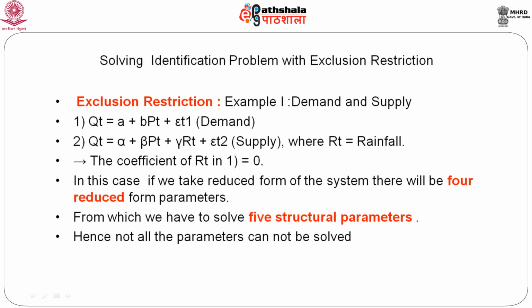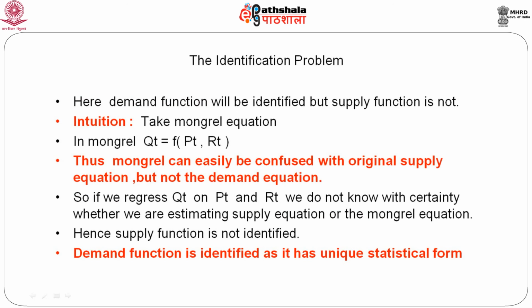But what is the number of parameters you have to determine? You have to determine 5 structural parameters, A, B, alpha, beta and gamma, corresponding to the demand equation and supply equation. Now, here the demand function is identified, but the supply function is not. What is the intuition behind it?